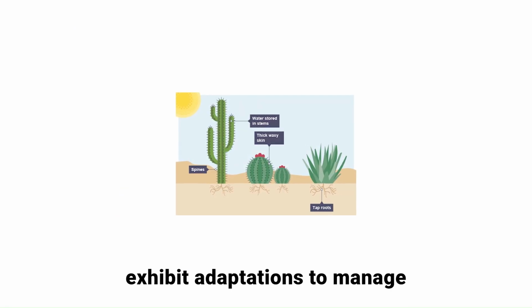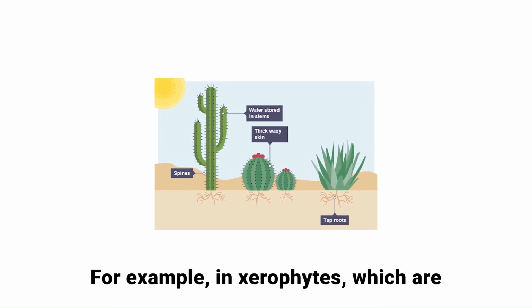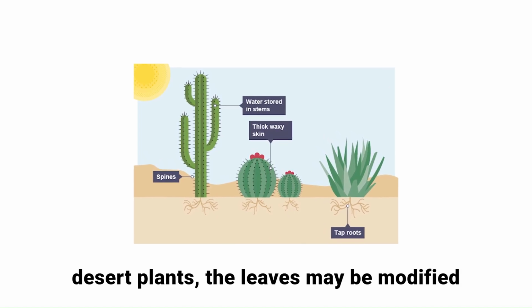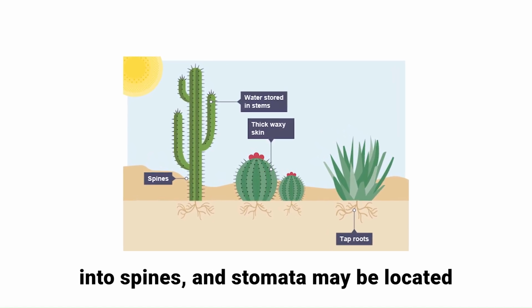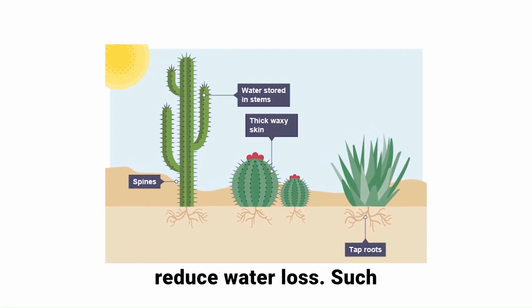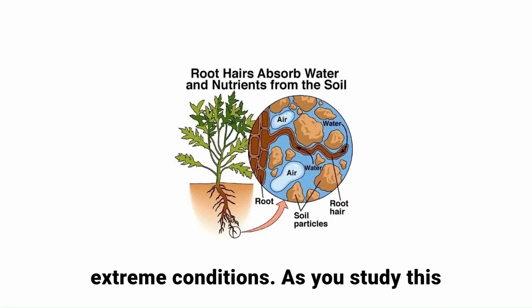Plants also exhibit adaptations to manage transpiration and water transport. For example, in xerophytes, which are desert plants, the leaves may be modified into spines, and stomata may be located in pits or only open during night to reduce water loss. Such adaptations ensure survival even in extreme conditions.